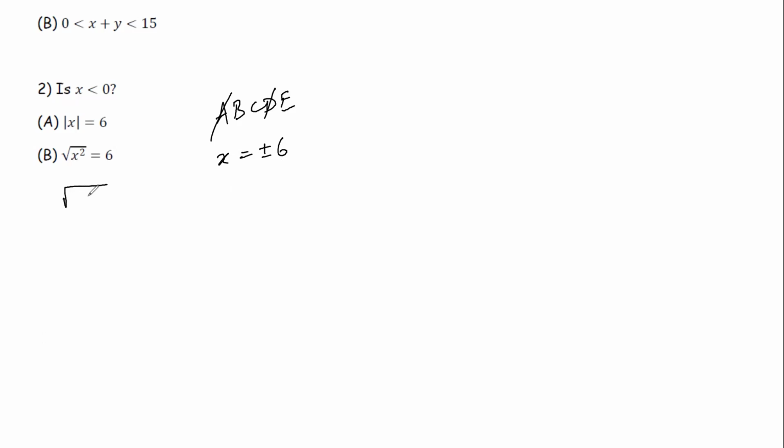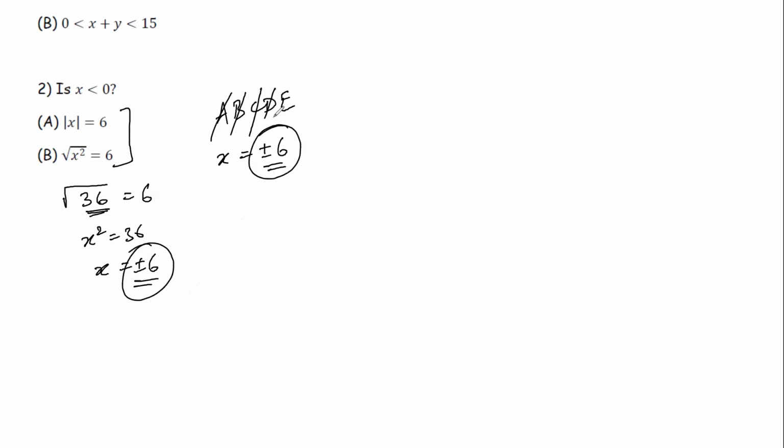That means root of 36 is 6, and therefore we know that x square is 36, because this is taking the place of x square. So we know x is plus minus 6. So again, we got plus minus 6 in the first statement, plus minus 6 in the second statement. So B is also giving us a yes and no situation. Is x less than 0? Yes and no. And when we take both together, it is also giving us plus minus 6, plus minus 6. So again, it's giving us a yes and no situation. So the answer is E again. Third question.